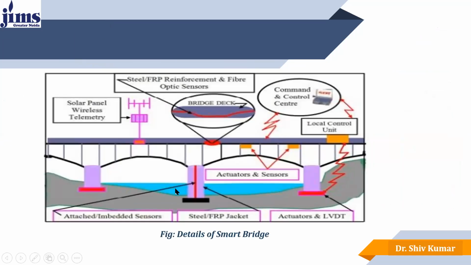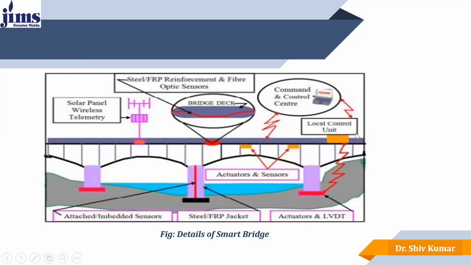Now come to the details of the smart bridge. What are the components we add to the bridge to make it smart? Here you can see the attached embedded sensors, shown as the red line in the pillar. This is the sensor, covered by the steel FRP jacket, then actuators and LVDT, which you can see at the base of the pillar.